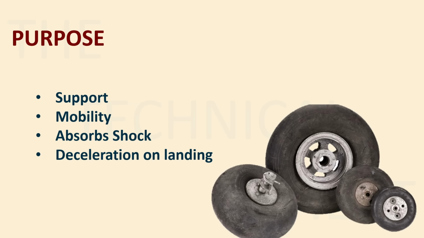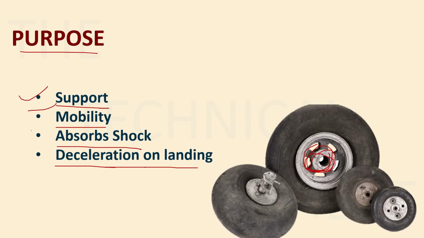All right, what is the purpose of a wheel or a tire? They have a very basic purpose. They support the airframe, they provide mobility so you can move your aircraft around, they absorb the shock on landing, and they decelerate the aircraft on landing. You can attach your brake unit somewhere here and decelerate the aircraft. So these are the four basic purposes of wheels and tires.